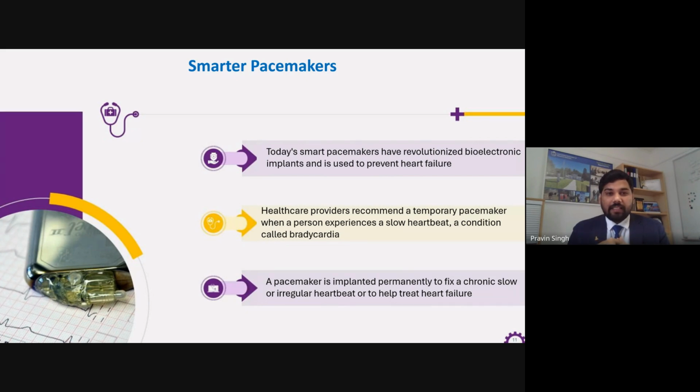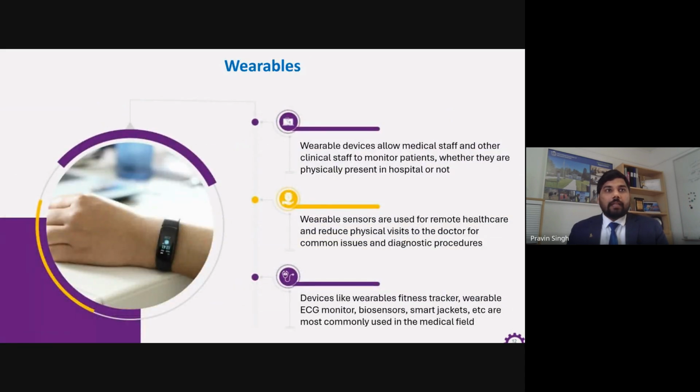And then a real-world example: a patient's pacemaker detected an abnormality and alerted their doctor, preventing a heart attack. This type of thing is very important, and that is why AI is needed in this field of healthcare. Now I was talking about wearable technology and wearable devices.